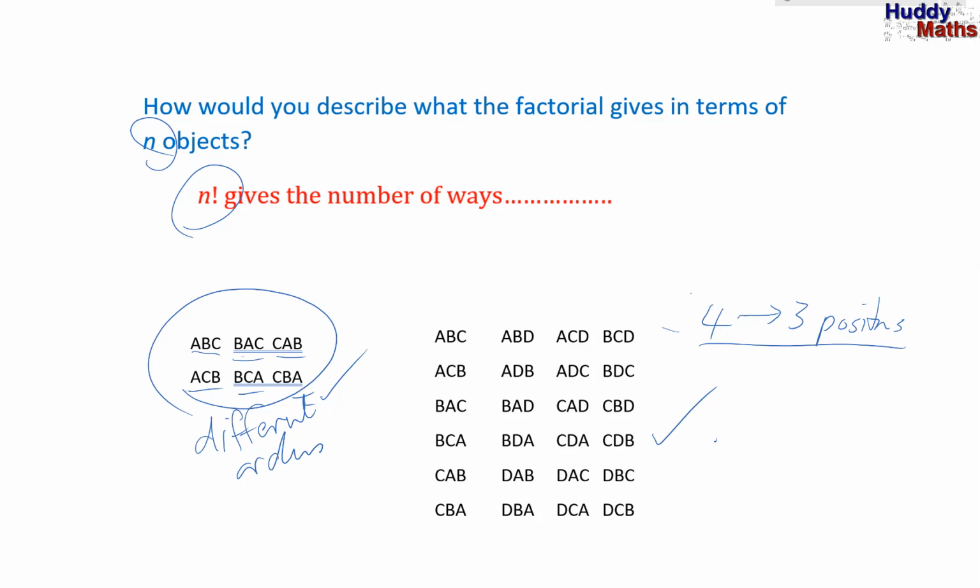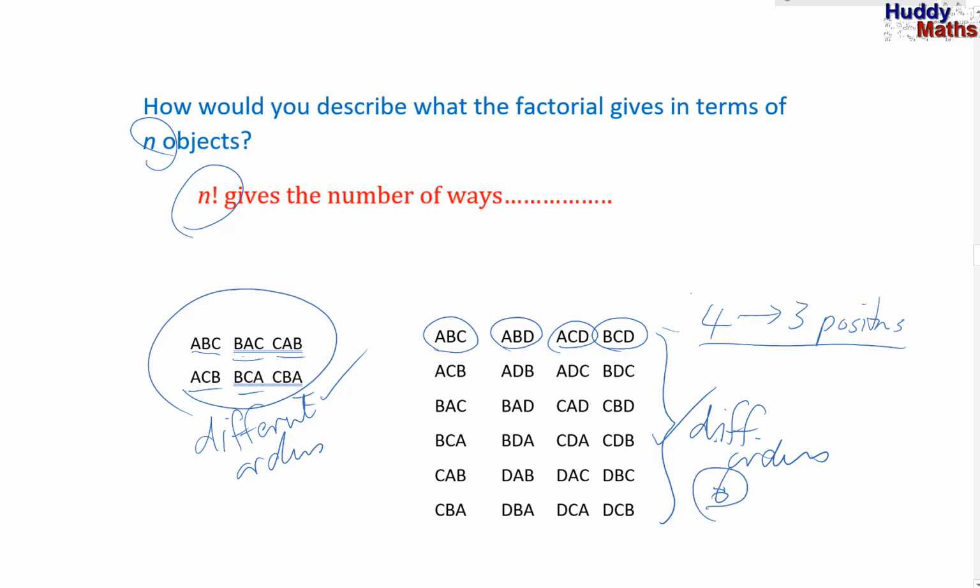But what do you notice? There's only 4 possible selections of 3 positions out of 4. But then all of these are just the different orders of those selections. And you've got 3 items. How many different orders are there? 6. So there's 6 different orders of 3 items. So there is a factorial hidden in there.